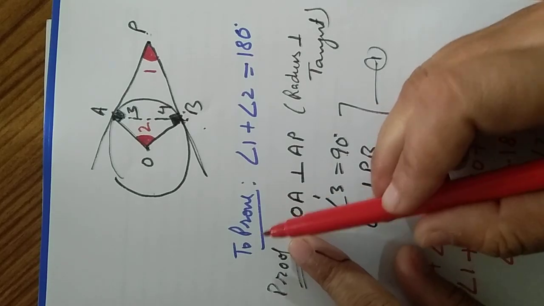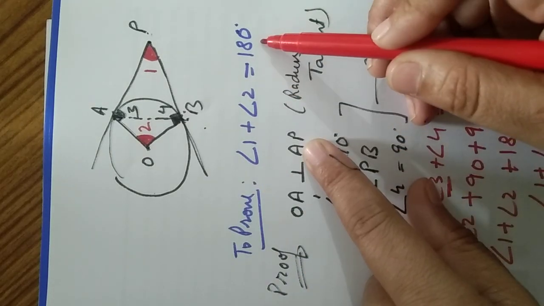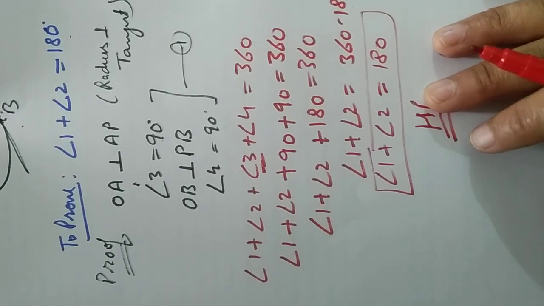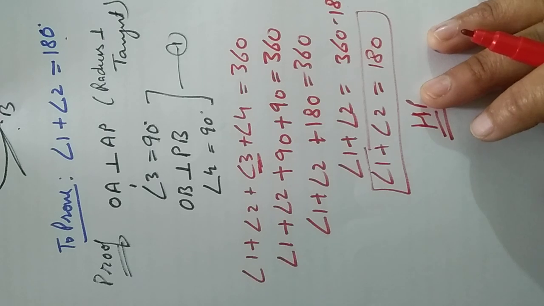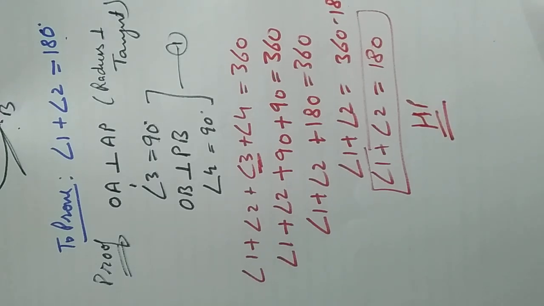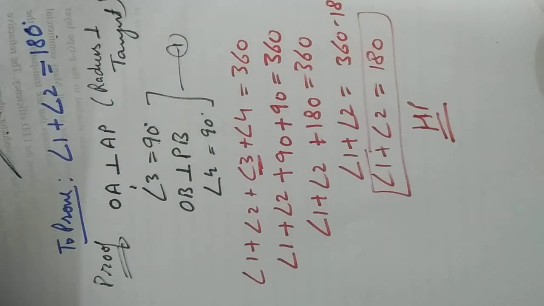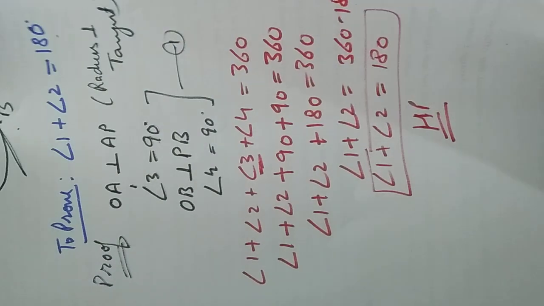So we have shown that angle 1 and angle 2 are supplementary angles. At the last you write the line here: hence the angle between two tangents drawn from an external point to a circle is supplementary to the angle subtended by the line segment joining the points of contact at the center. Okay, now let's start with the next question.